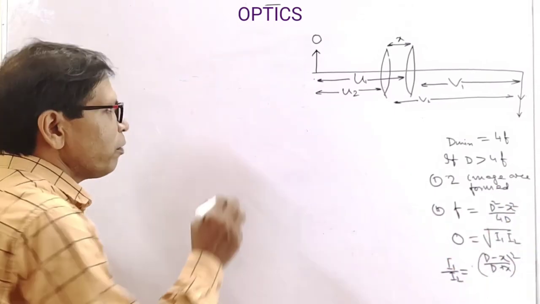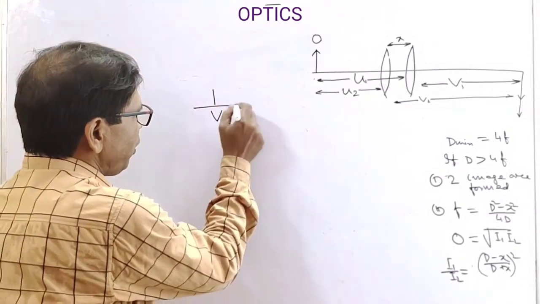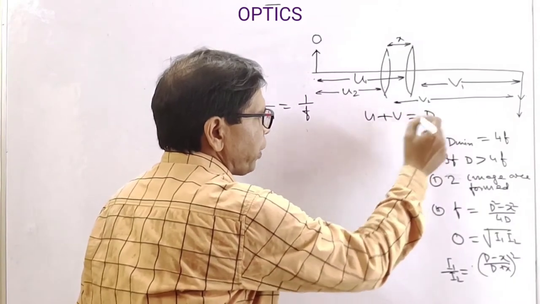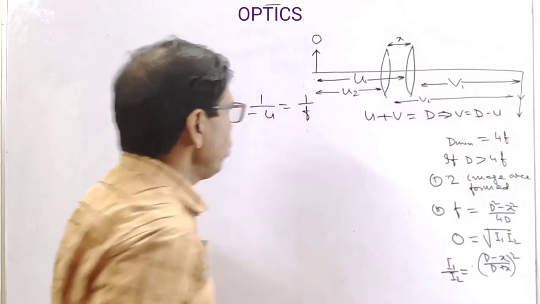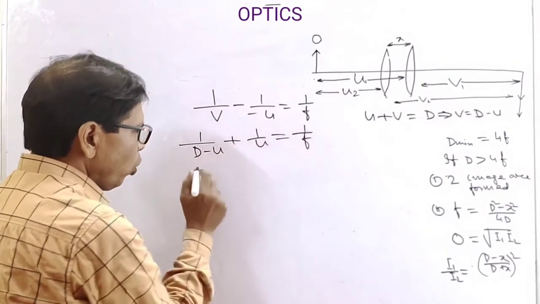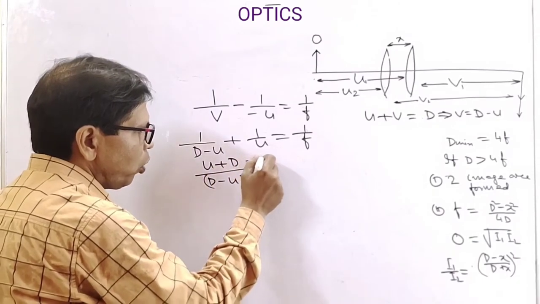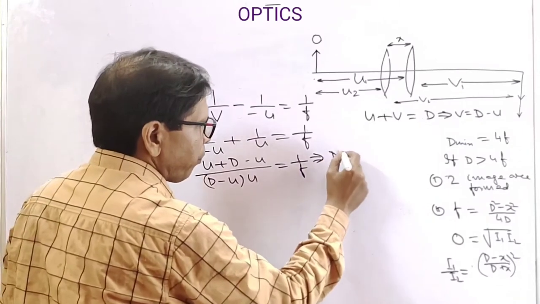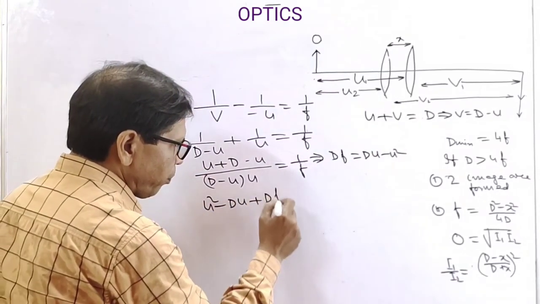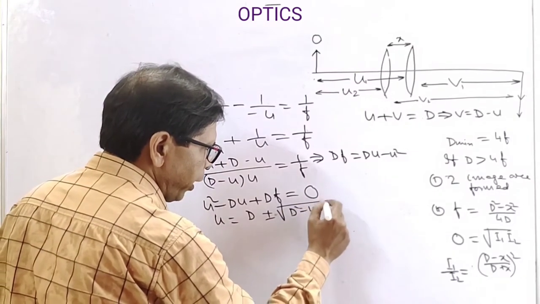Now look at this, for a real image v is positive and for a real object u is negative. So 1/v minus (minus u), this is 1/f. Now the distance between the object and image is equal to capital D, therefore v equals d minus u. Now putting this value, 1/(d minus u) plus 1/u equals 1/f. So from this relation, the LCM is (d minus u) into u, and u plus d minus u equals 1/f. So df equals du minus u square, therefore u square minus du plus df equals 0. So u equals d plus minus the root of d square minus 4df, divided by 2.